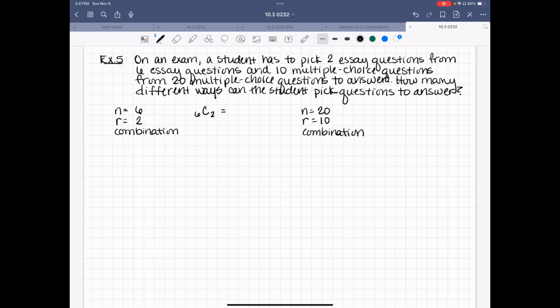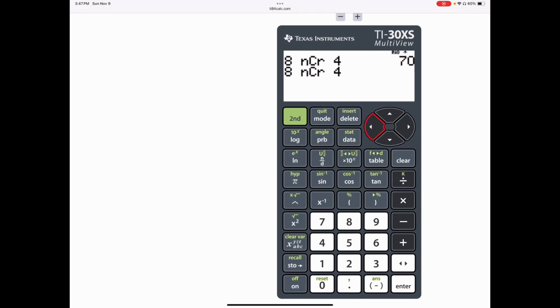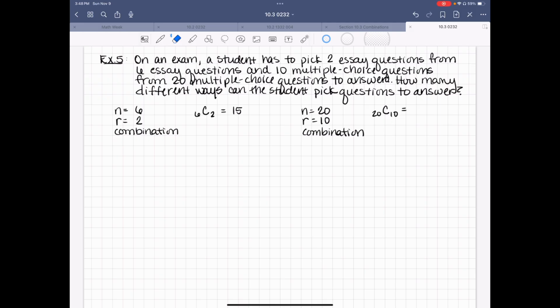And this time I have 20 choose 10. I'm going to recopy that problem because I can just go over and change those numbers. And I've got 6 choose 2, and that does give me 15. I'm actually going to go ahead and redo that one. 20 choose 10, that one's a little bigger. That's going to be 184,756. We're going to multiply those together.